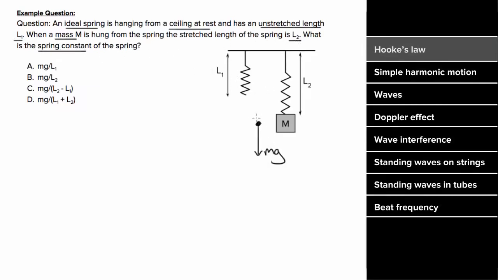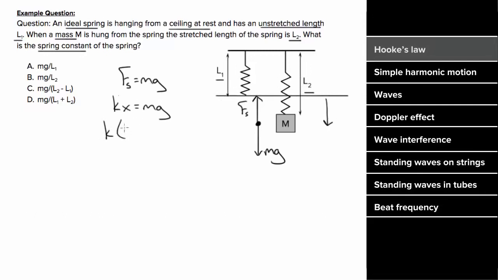So the force of gravity has to be balanced by the spring force. That means the magnitude of the spring force is equal to the magnitude of the force of gravity. The spring force is always k times x. What is x going to represent? It's not going to be L1 or L2. x is how much the spring has been stretched from its equilibrium position, which would be L2 minus L1. And if we solve for k, we get mg over L2 minus L1.